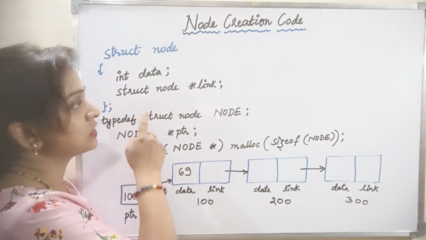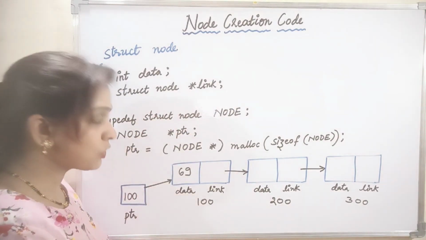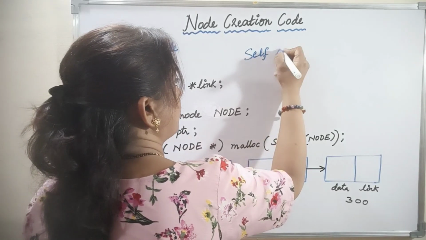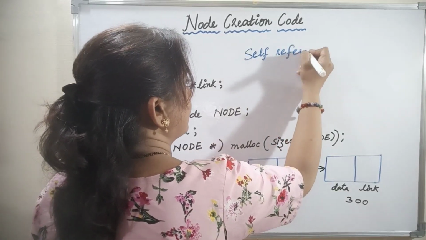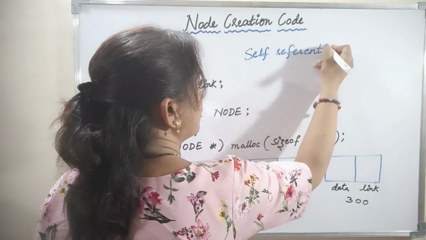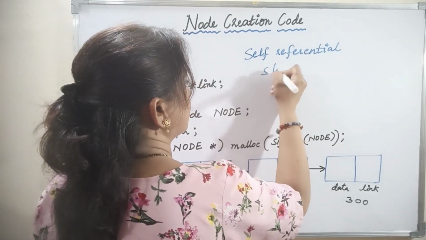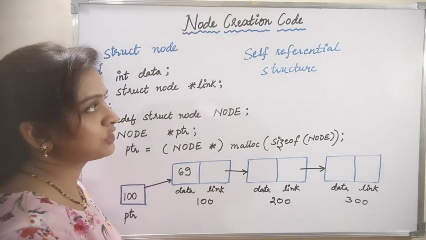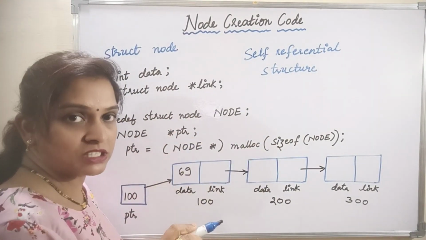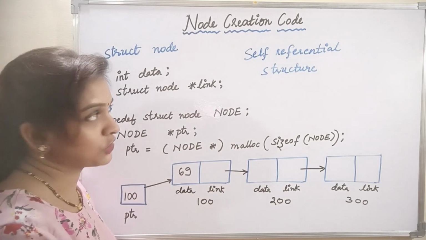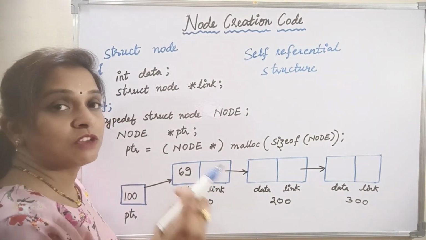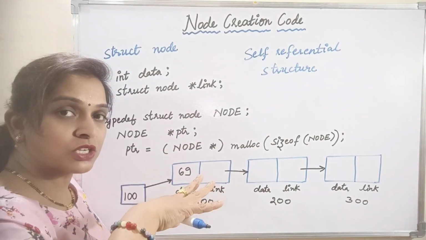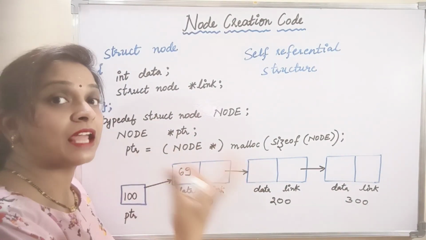And this structure is not a simple structure. It is called a self-referential structure. So what is this self-referential structure? The name itself tells you. It is going to refer to itself. A self-referential structure is a special structure which will refer to itself, meaning once again it will point to the same structure, and the same structure is created again.